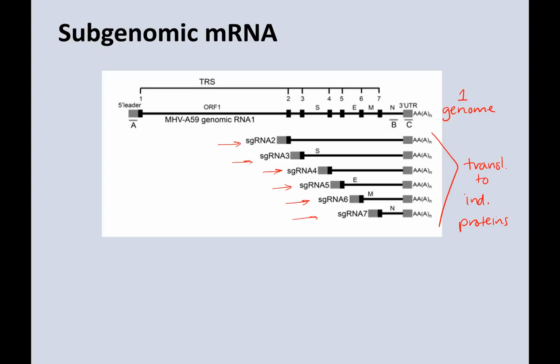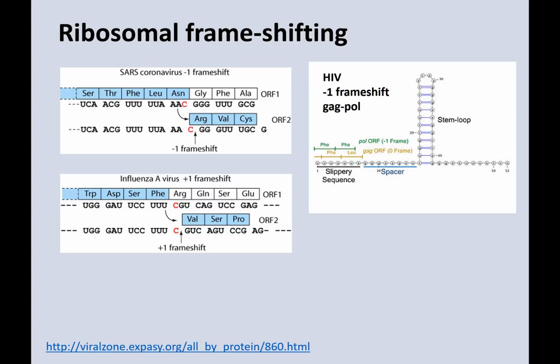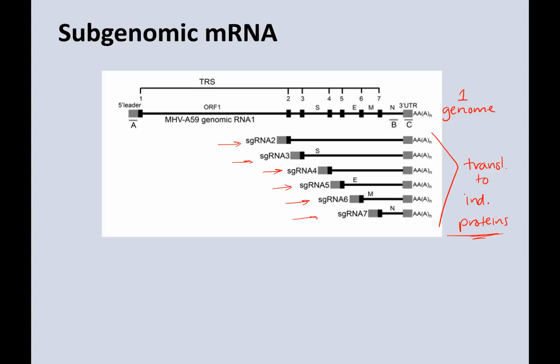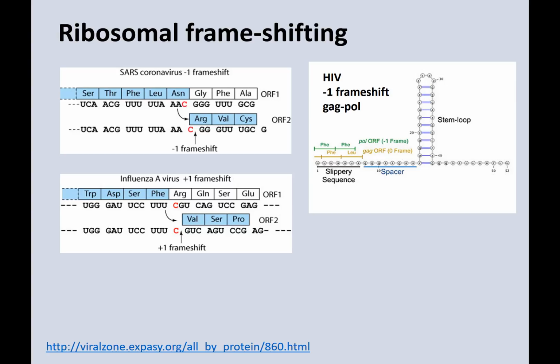Okay. So again, another way to regulate gene expression, which is your ultimate goal, making proteins. A lot of these strategies I want you to see is that many RNA viruses have very small genomes, but they can put a lot of information into those small genomes by using things like subgenomic mRNA or something called ribosomal frame shifting, where you're changing the reading frame by having the ribosome either move back one or move forward one.